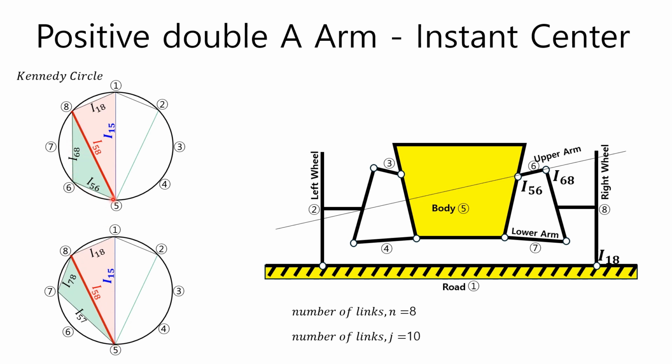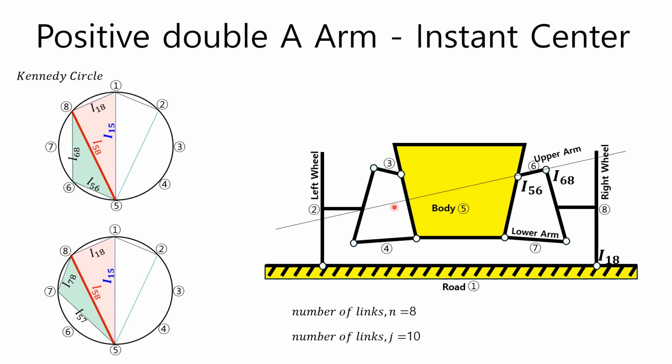Triangle 568, as shown in the figure on the right, consists of body 5, upper arm 6, and right wheel 8. The instantaneous centers I56 and I68 are joints connecting two adjacent links, so they can be easily found as shown in the figure on the right. According to Kennedy's theorem, the three instant centers shared by these three links, body, upper arm, and right wheel, must all be in a straight line.